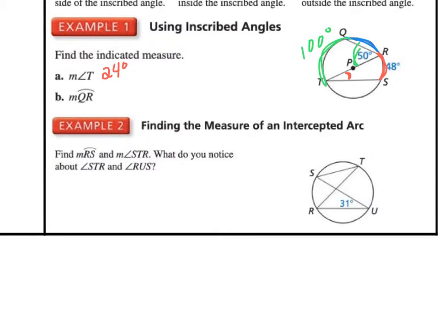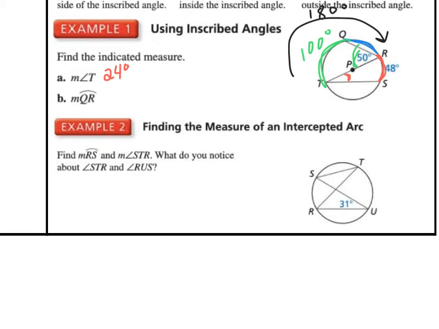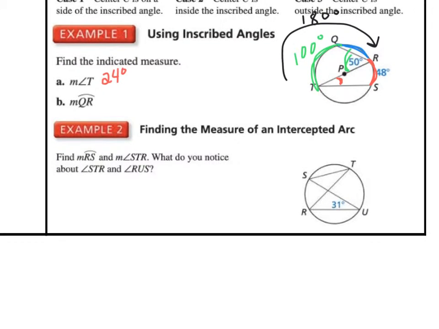So if we know that arc is 100, if you look at RT, RT is a diameter, and so that means that you have a semicircle. So this entire thing from here to here would be 180 because it's a semicircle. So what is QR going to be? 80.